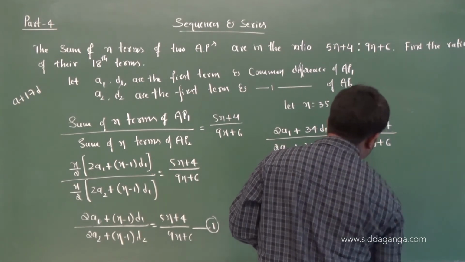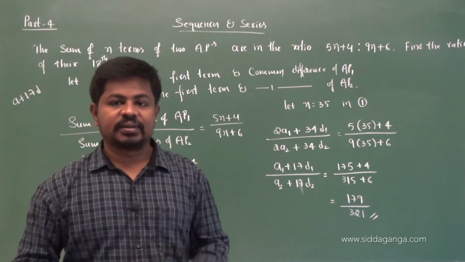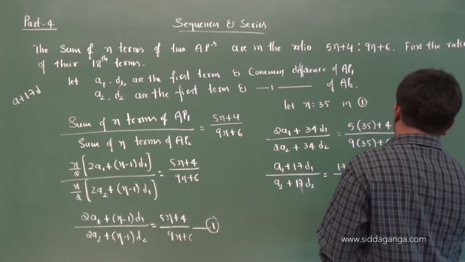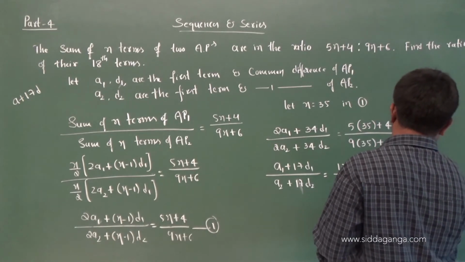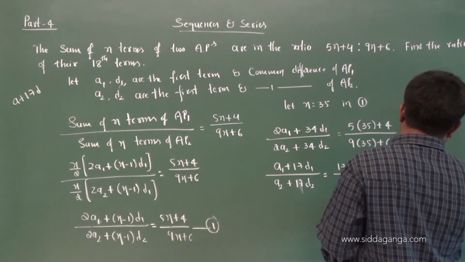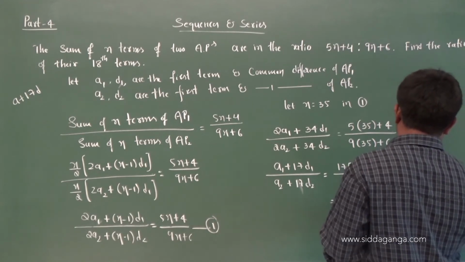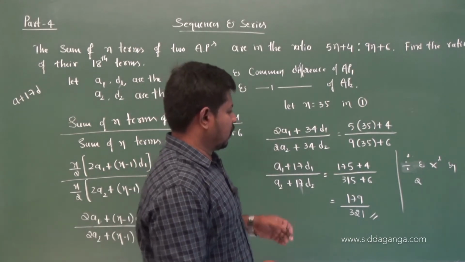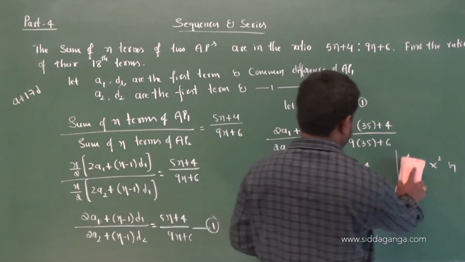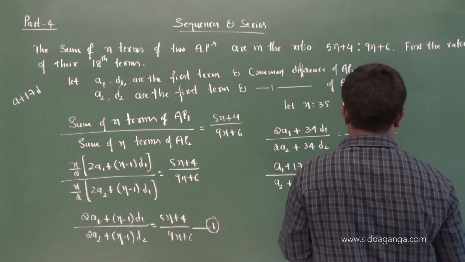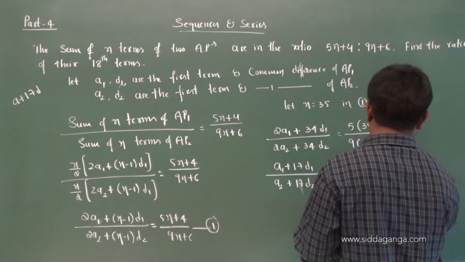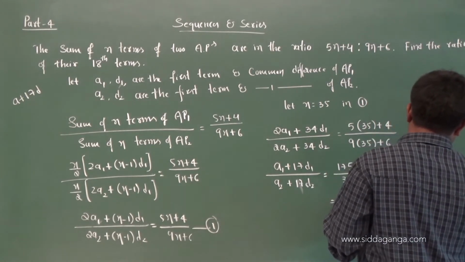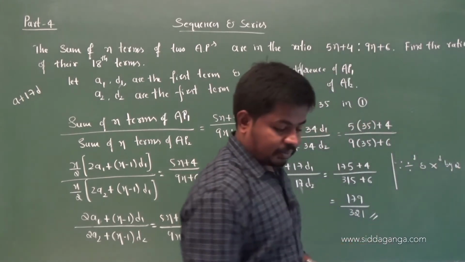This is the required ratio of what we did here. Divided and multiplied by 2, right? Divided and multiplied by 2. Okay. So this is your required ratio.